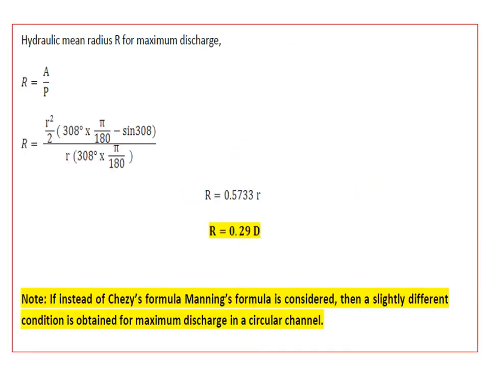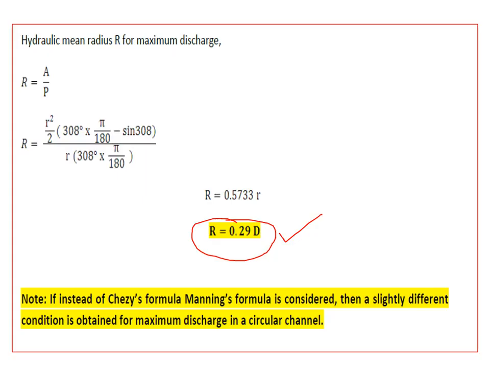Similarly, you put in hydraulic mean radius. Here A is half r square (θ minus sin θ), P is rθ. If you substitute θ as 308 into pi by 180, because θ should be in radians, you will get R is equal to 0.29 times d. So this is how you solve. Now the only difference is that in maximum velocity conditions, whether you use Chezy's formula or Manning's formula, θ will be 257.5.